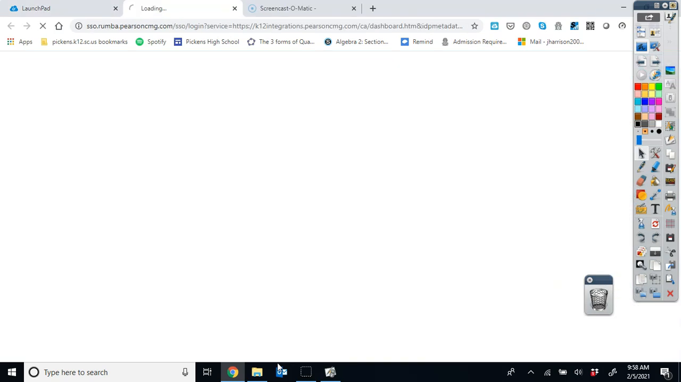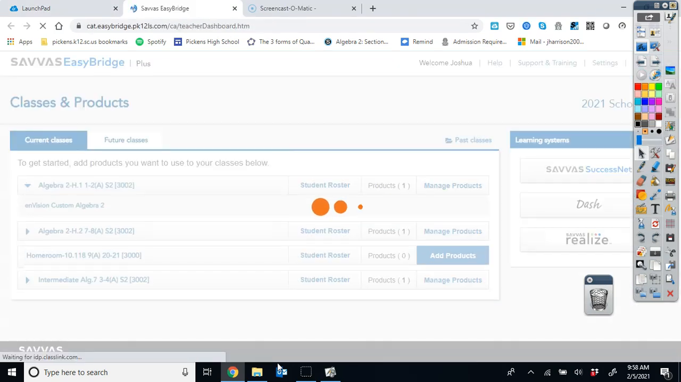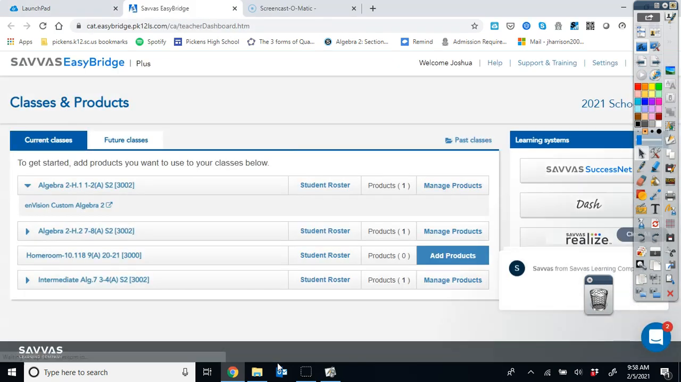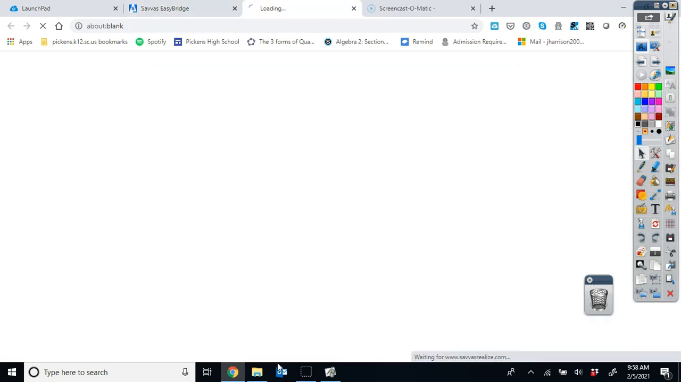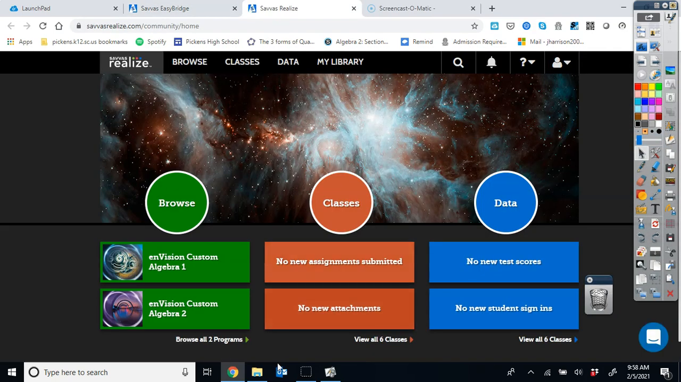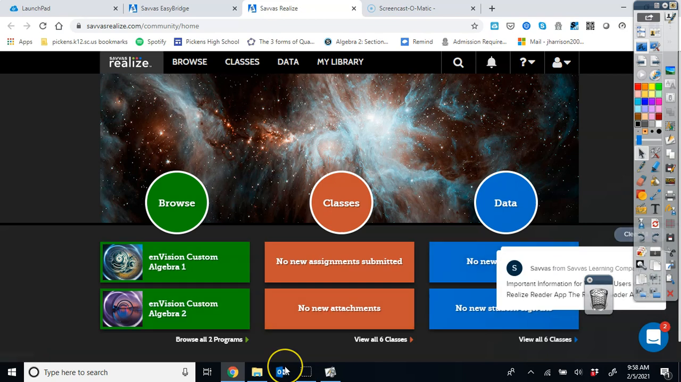So when I click on this, it's going to take me to a screen that's probably pretty similar to this one. Yours may not have as much going on as mine does, but you have this Envision Custom Algebra 2, or you may have your English there. You click on it, and you should come to this main screen. Now, this main screen is your Pearson textbooks.